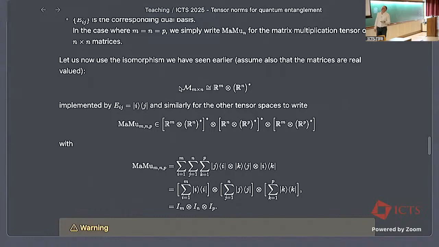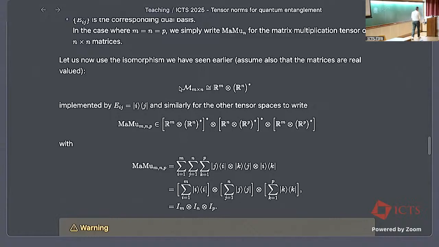So the conclusion is that the sum over i from 1 to m of |i><i| is just the identity. So the conclusion of this computation is that my MAMU tensor is just a tensor product of identity matrices. So actually, it's pretty simple. Matrix multiplication is a tensor product of 3 identity matrices. That's the conclusion of this thing. So of course, this is very simple. Why are people excited about this?